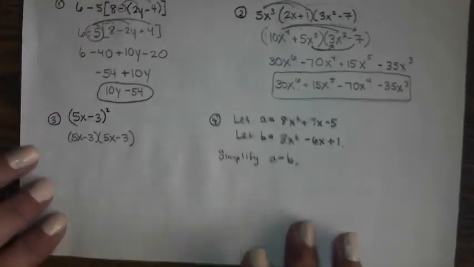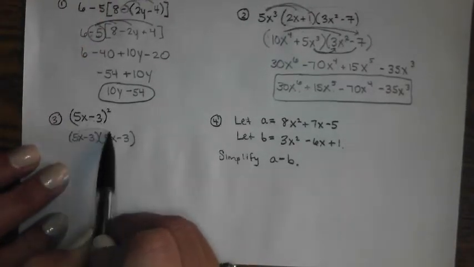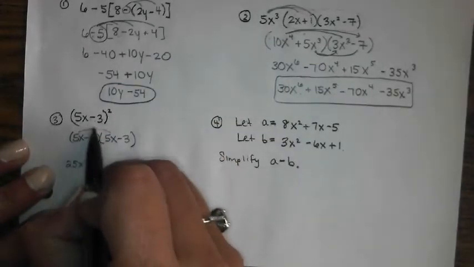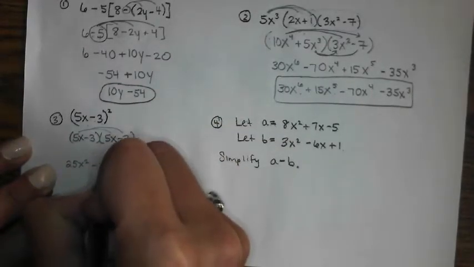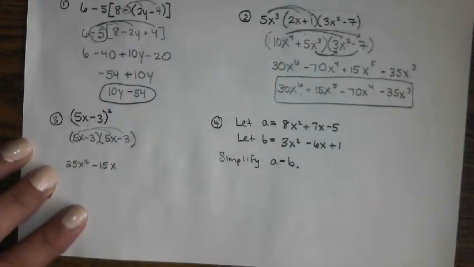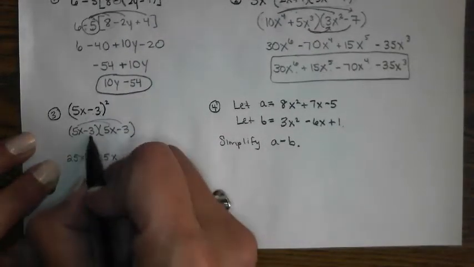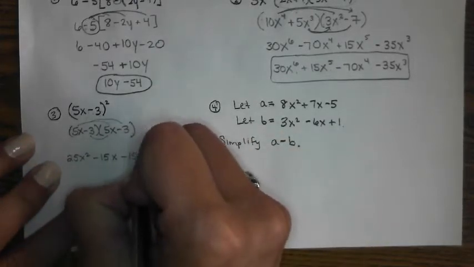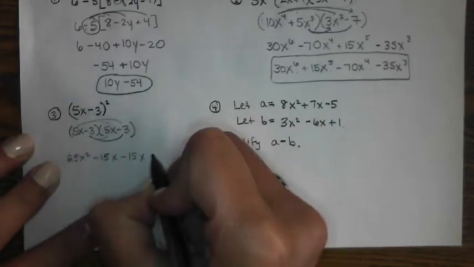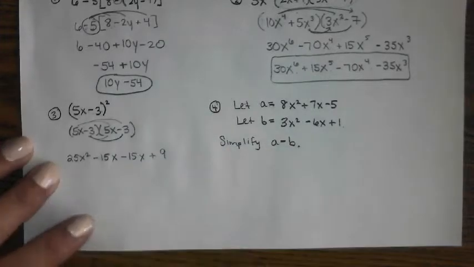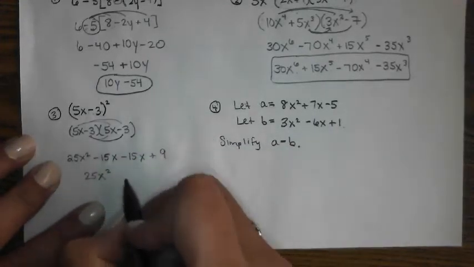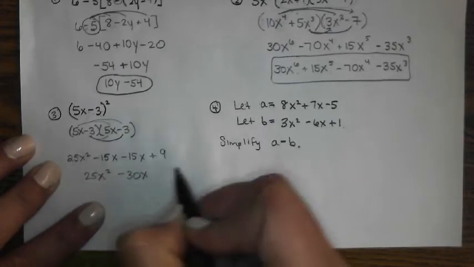Okay? So 5x times 5x, 25x squared. 5x times negative 3, negative 15x. I've distributed my 5x. Now I have to distribute my negative 3. Negative 3 times 5x is minus 15x. Negative 3 times negative 3 is plus 9. And we combine like terms. Negative 15 with a negative 15 makes negative 30.